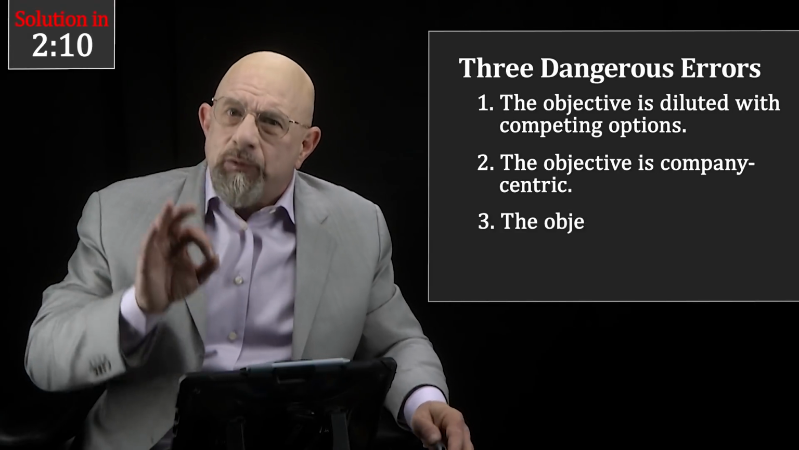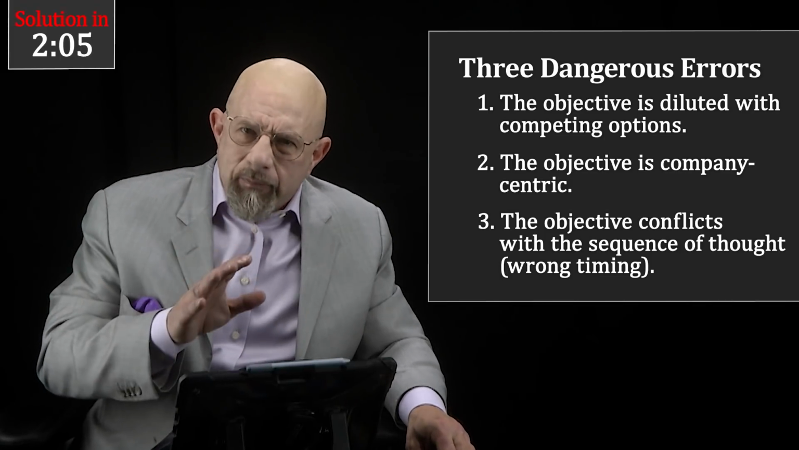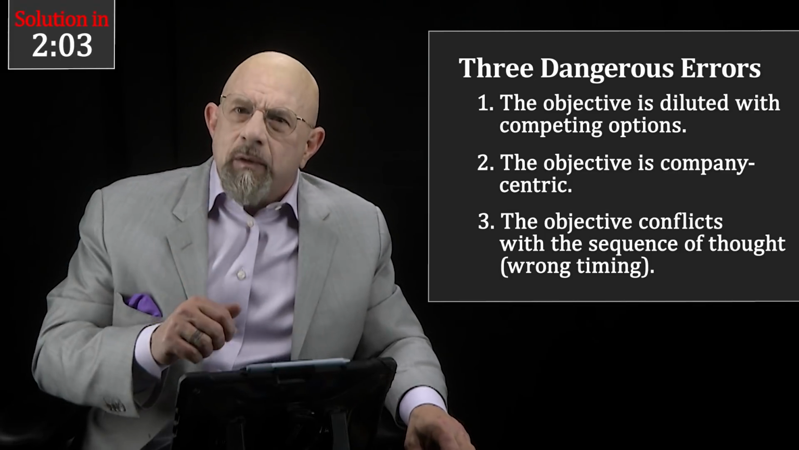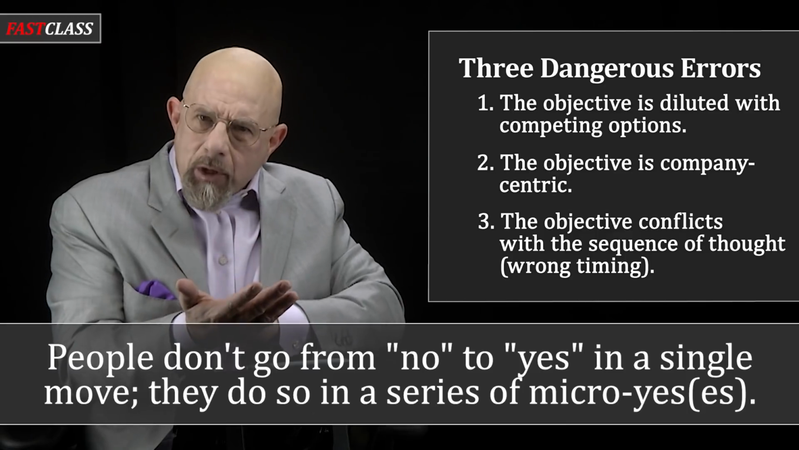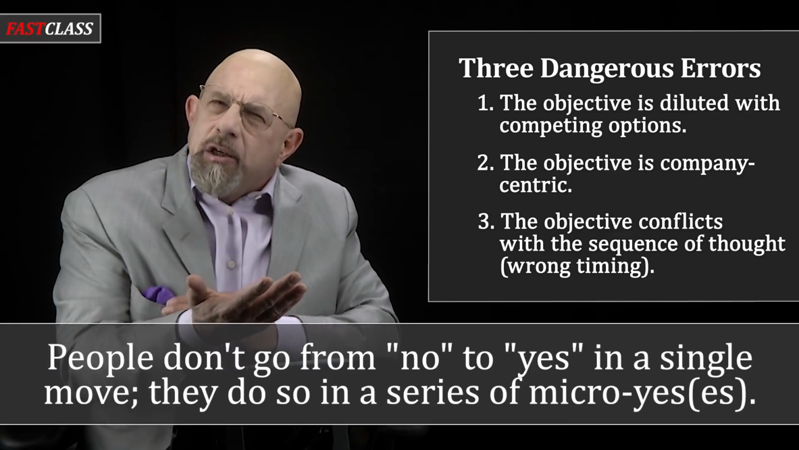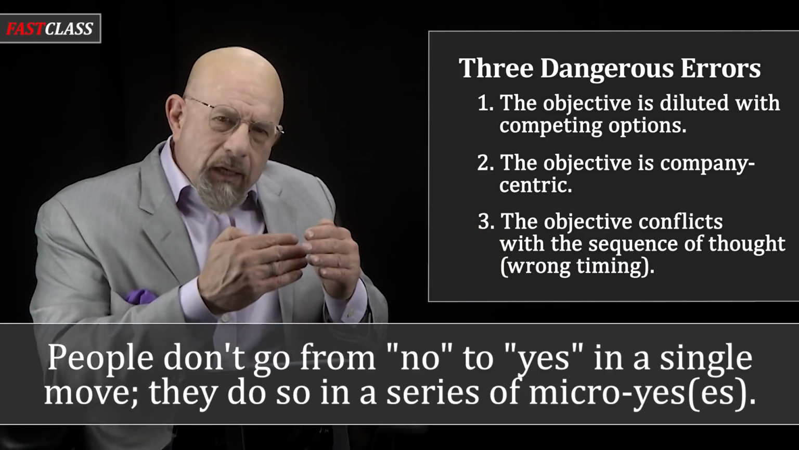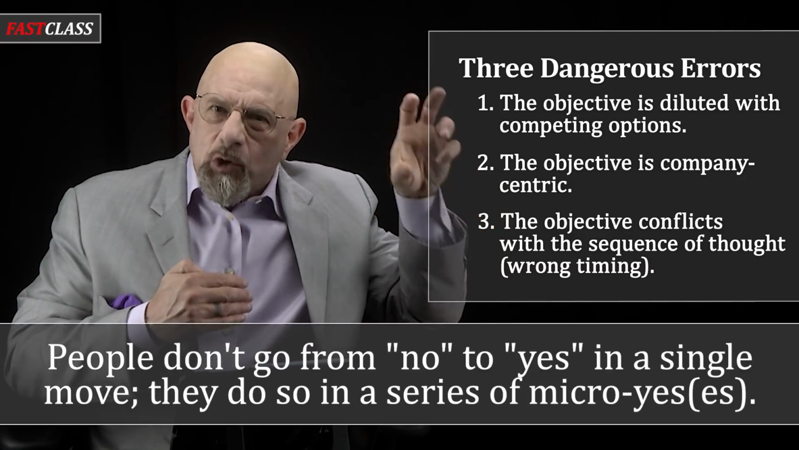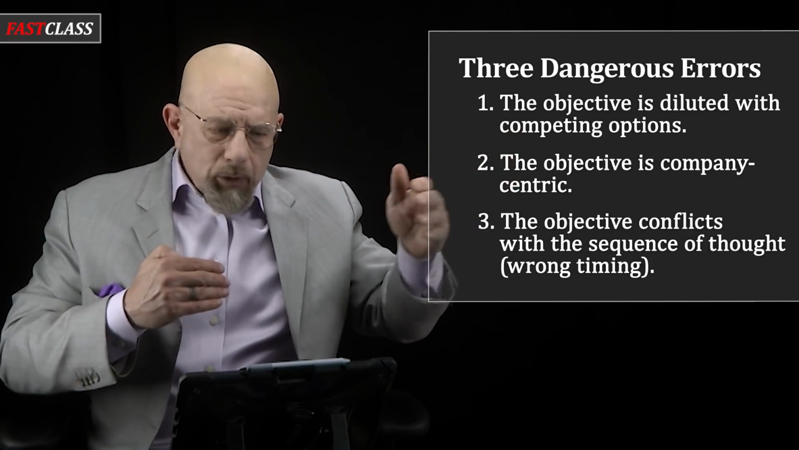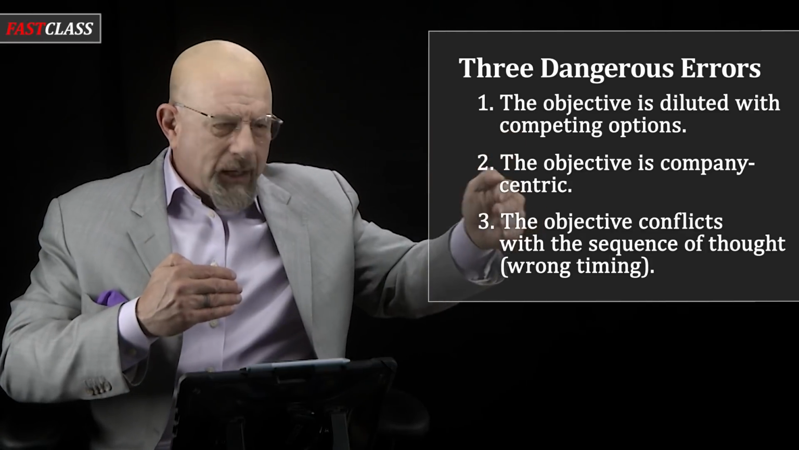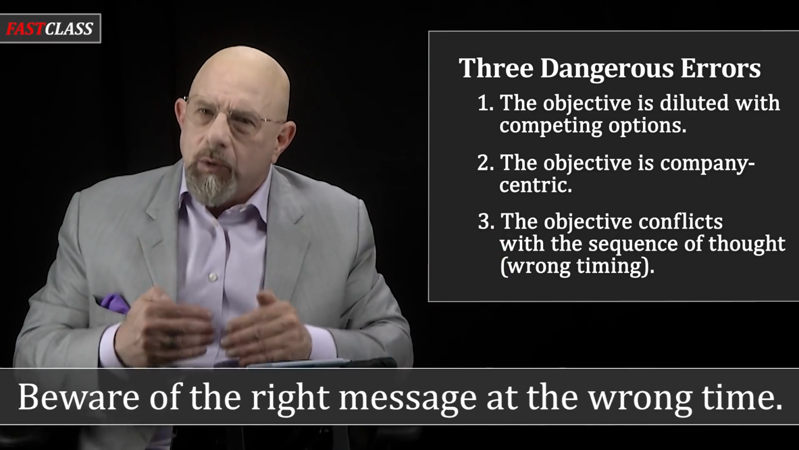That brings me to the third danger. That is, your objective conflicts with the sequence of thought. Oh, marketer, beware, beware, beware. So many times we neglect the fact that people don't go from no to yes in a single move. They do so in a series of micro yeses. I've taught this earlier. And you have to get every one of those micro yeses to win that ultimate macro yes. But when someone comes to your page, if you don't know where they're at in those series of micro yeses, in those stages, you may be talking to them with the wrong message at the wrong time.